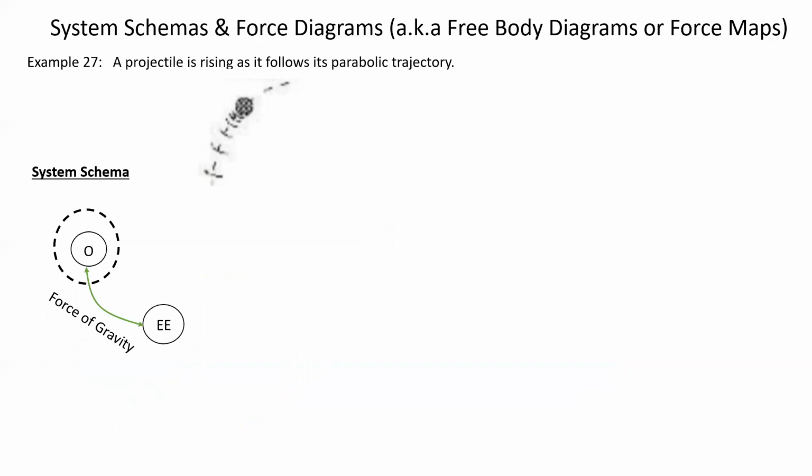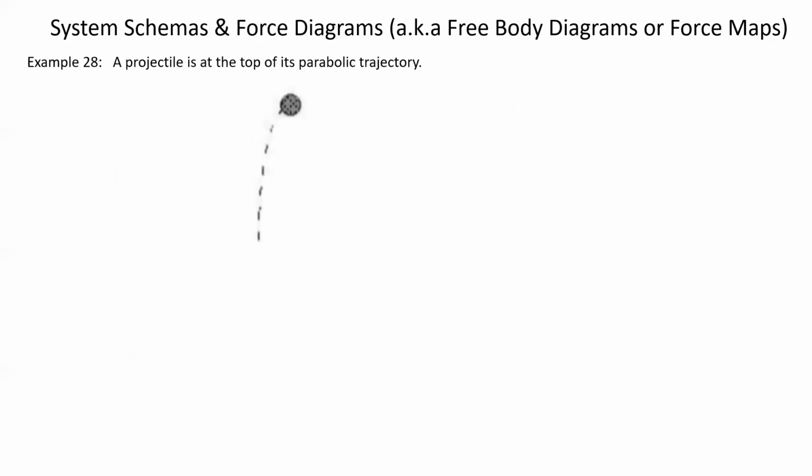A projectile is rising as it follows its parabolic trajectory. Again, if it's a projectile, it does not have any air resistance acting on it by definition. So it's only the Earth through the force of gravity. And so the force diagram would just show one unbalanced force. It is not in equilibrium. The net force would be equal to the gravitational force. Notice again the positive y-axis is on the bottom.